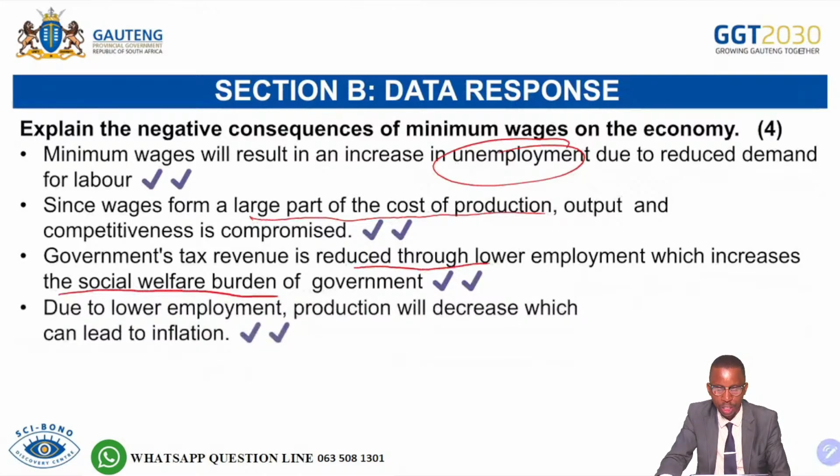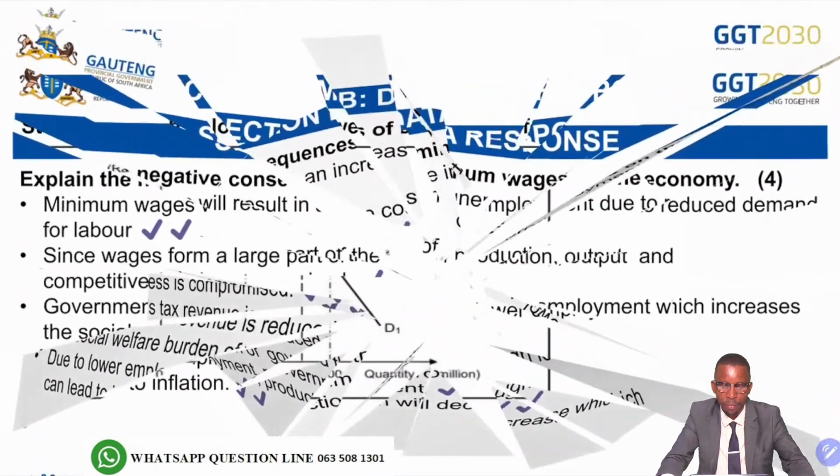Due to lower employment, production will decrease, which will lead to inflation. So there can be cost push inflation caused by the minimum wage, because if firms continue to employ those workers, even though there's a minimum wage, the final cost of production will be high. That will lead to firms offsetting the cost of production onto the end user of the product, the consumers, which will cause what we call cost push inflation in the economy. Also, if productivity decreases because of retrenchment or reduced employment, that can result in firms having to charge relatively high prices for their goods and services because of lower productivity.